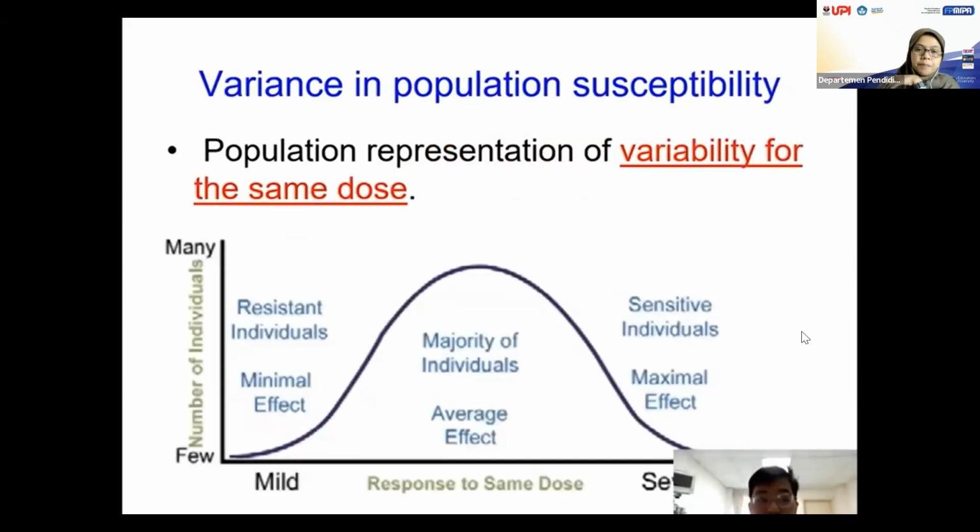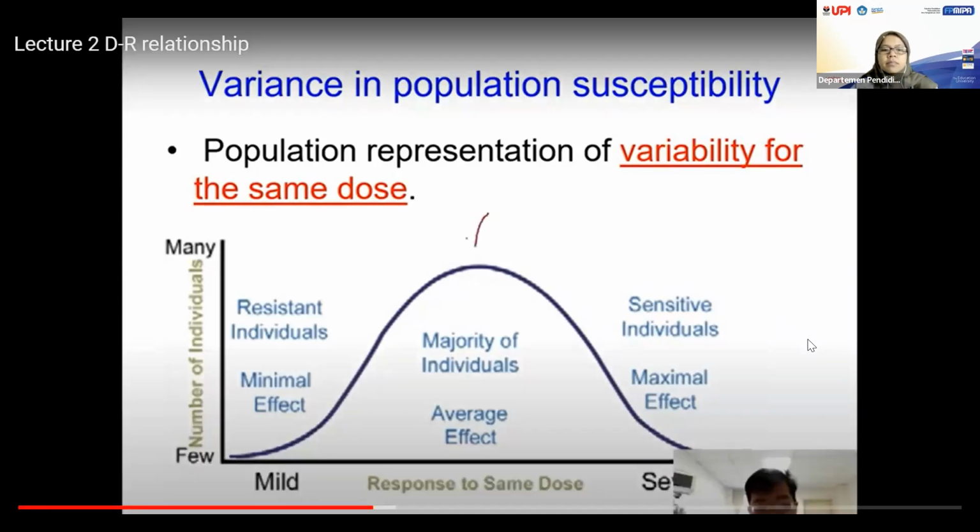When you want to look into the effect of a particular chemical, maybe we want to introduce it to a population. Population means that maybe you want to introduce the chemical to a town, a city, or the country. So we want to look into how susceptible this population is, which means how they will react to that chemical. If the chemical is introduced, usually the population will respond in such a graph. This is a normal distribution graph.